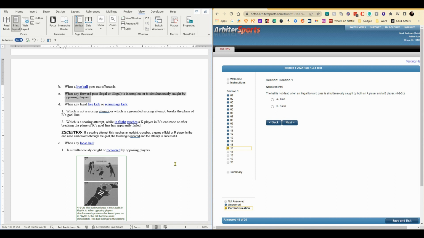A is going to be awarded the ball on a simultaneous catch. That's covered in a different rule, but just take my word for it. And so it is dead. So this is false.